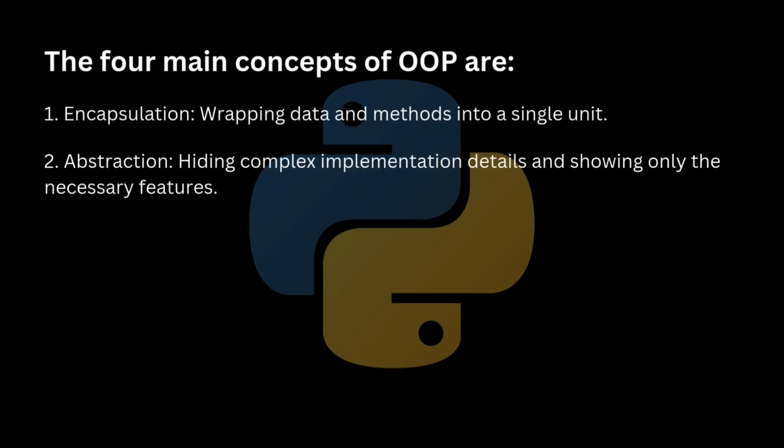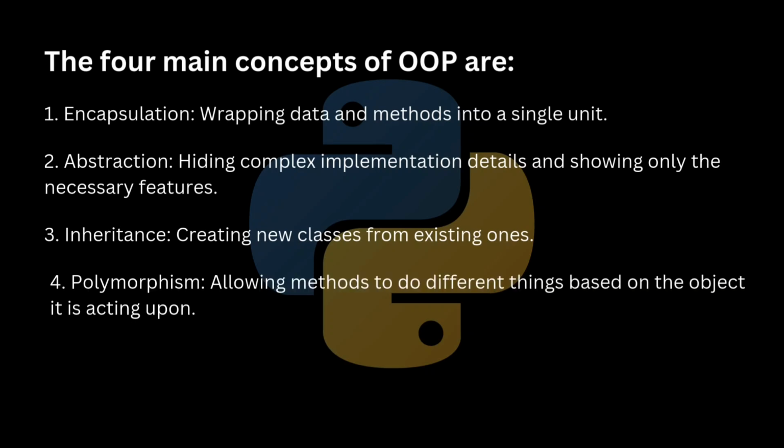2. Abstraction, hiding complex implementation details and showing only the necessary features. 3. Inheritance, creating new classes from existing ones. 4. Polymorphism, allowing methods to do different things based on the object it is acting upon.